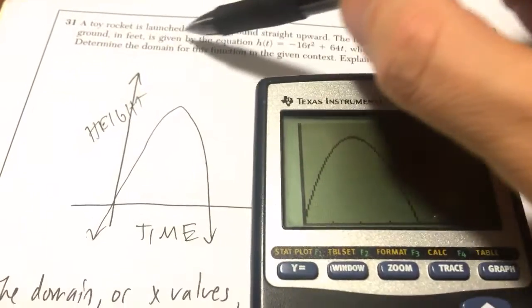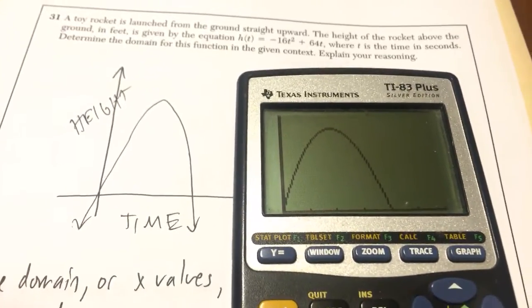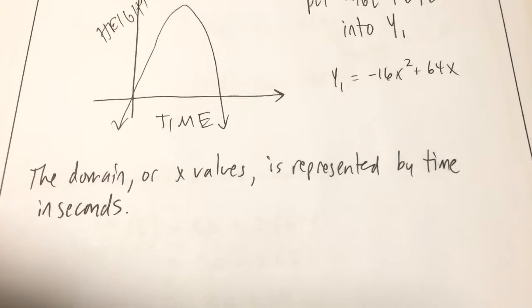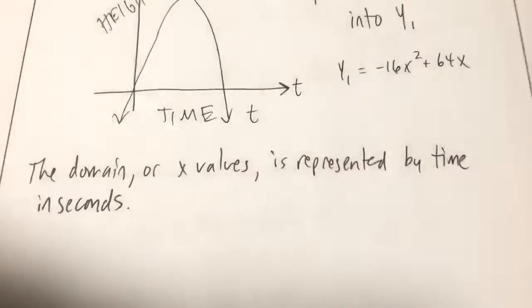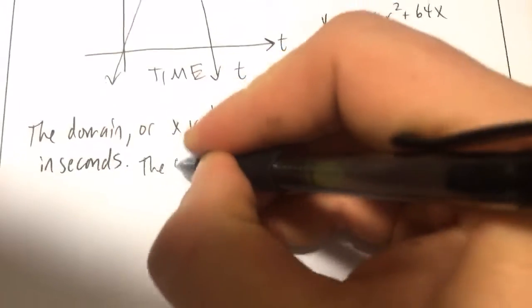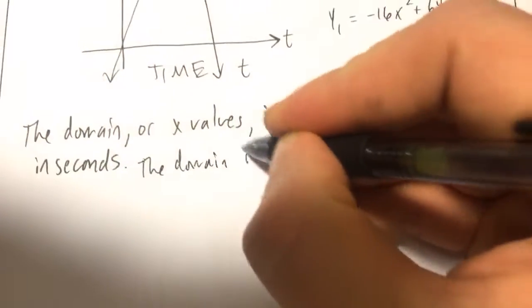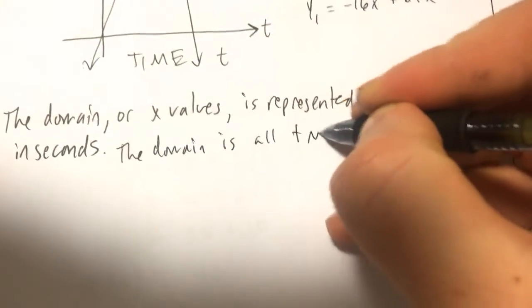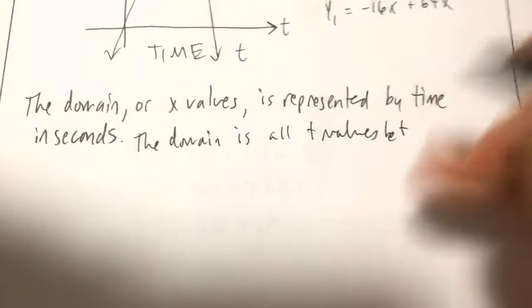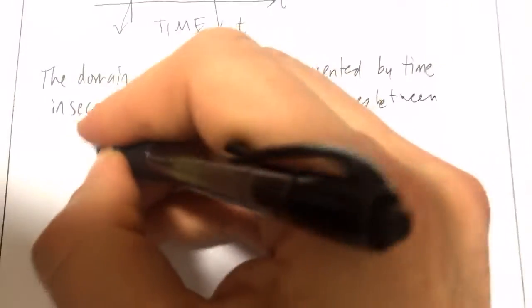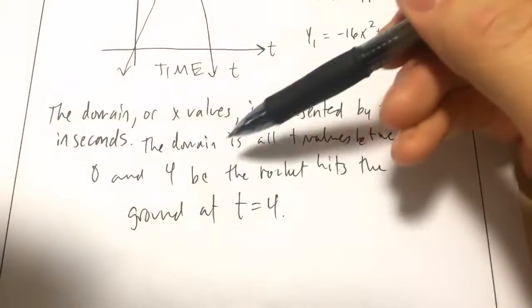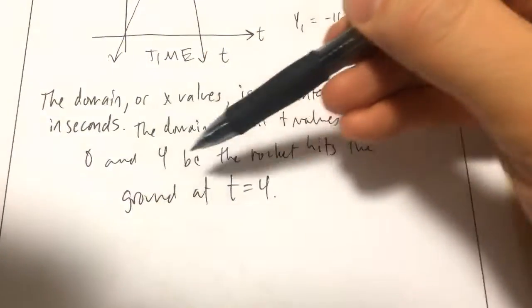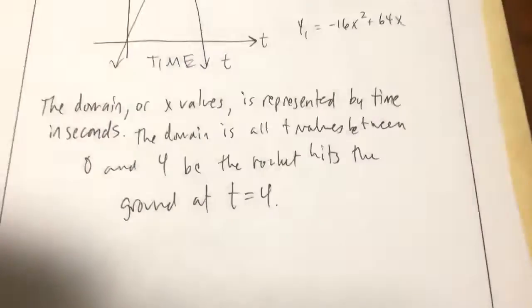So they want to know, determine the domain for this function in the given context. The domain, or x values, well, in this case, t values, because that's your x-axis, is represented by time in seconds. The domain is all t values between 0 and 4. The domain is all t values between 0 and 4 because the rocket hits the ground at t equals 4.